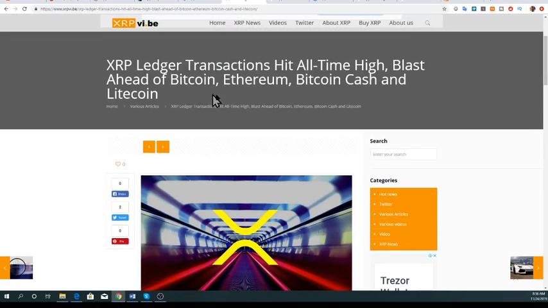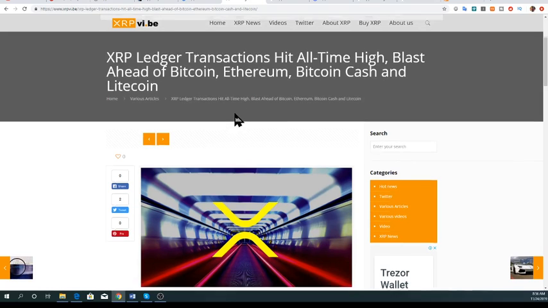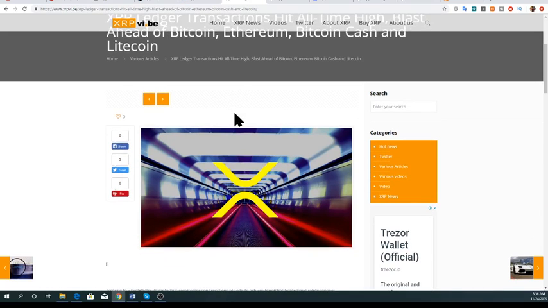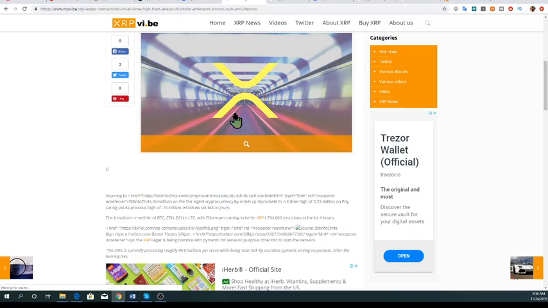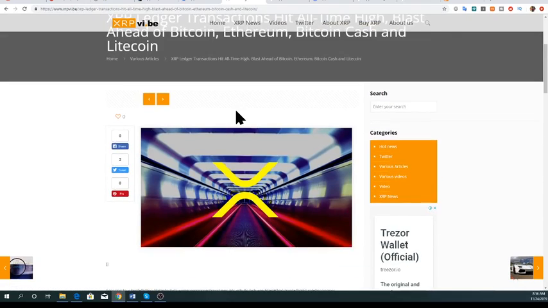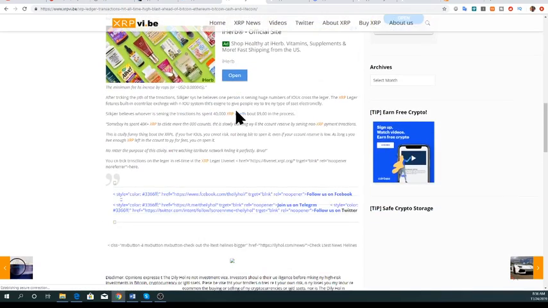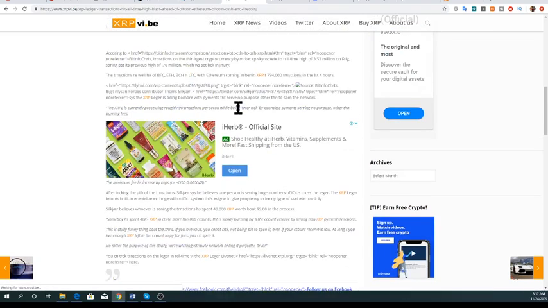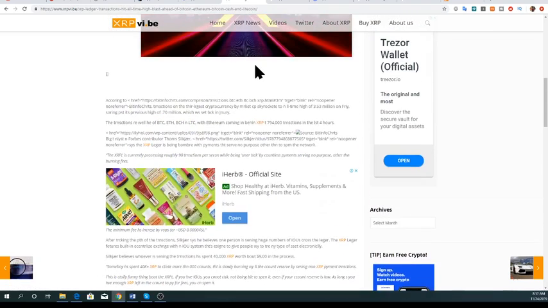Now this one is positive news showing that XRP Ledger transactions hit an all-time high, blasting ahead of Bitcoin, Ethereum, Bitcoin Cash and Litecoin. Now that's huge, right? The utility or use case of XRP, the greatest digital asset, is increasing day by day. Thus the fundamentals are getting stronger and stronger.